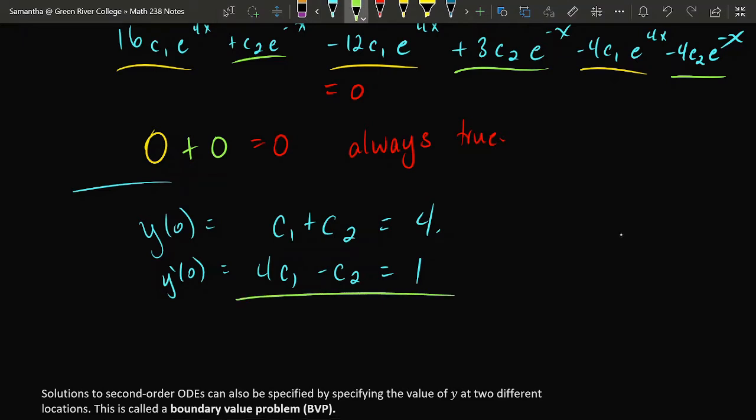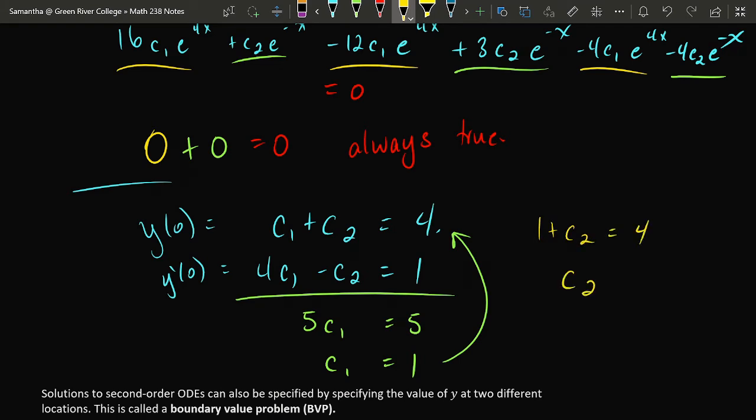If I add these two equations together, canceling out C2 and negative C2, I'm left with 5 C1 equals 5, which implies that C1 is equal to 1. And if I substitute that back in, for example, to the first equation, then that tells me that 1 plus C2 must be equal to 4, and therefore C2 must be equal to 3.